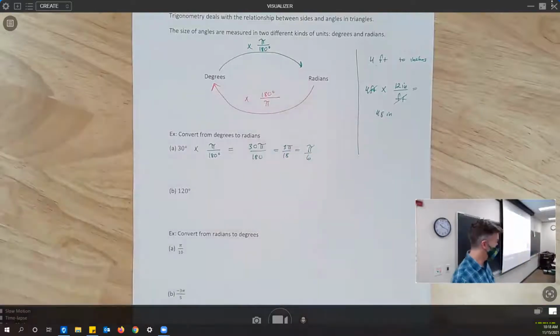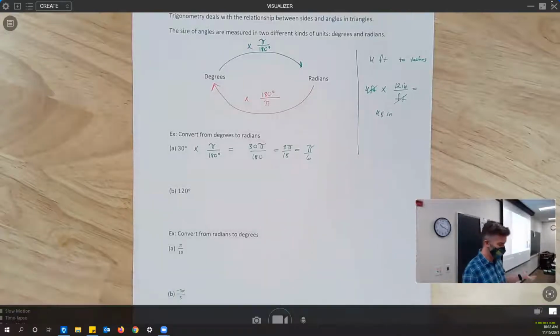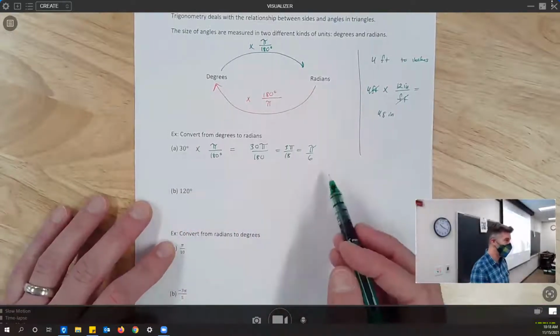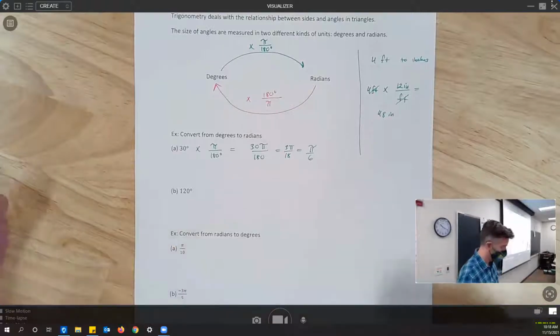This is a very common angle we encounter a lot in trigonometry. You're going to want to eventually memorize the fact that 30 degrees is the same as pi over 6 radians. They come up a lot.